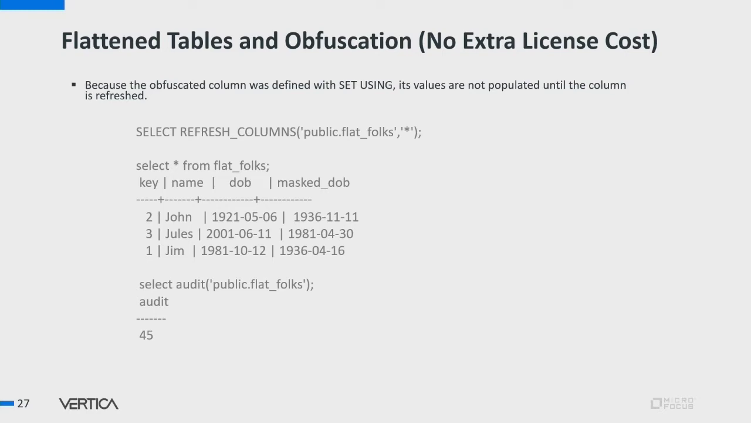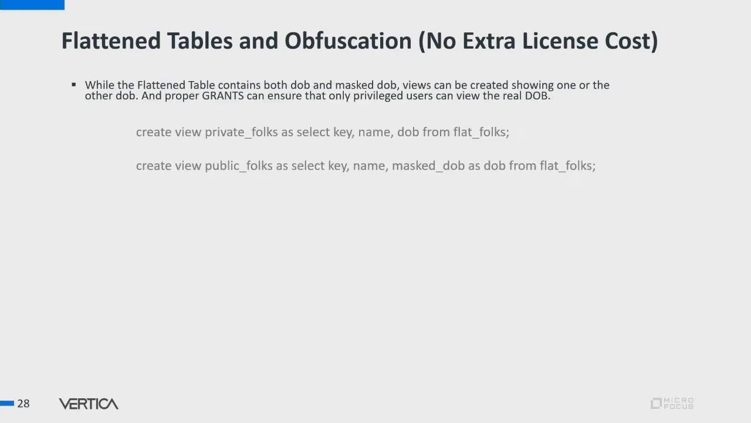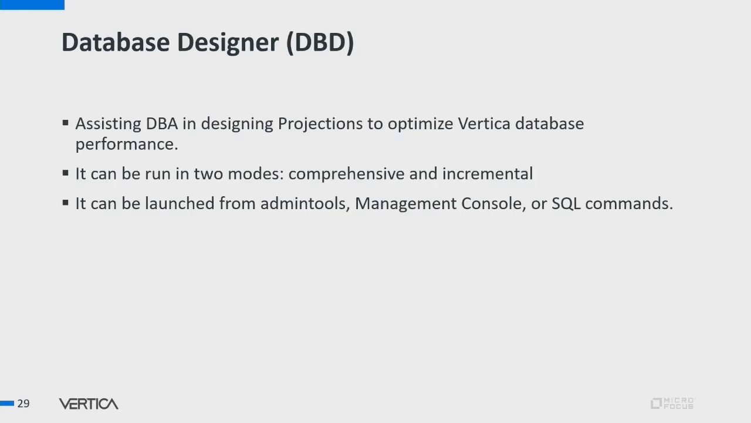And this is really a feature of Vertica that not everybody is aware of, where when you do flattened tables using SET USING, the assumption is that the value you're copying exists somewhere else in Vertica. So it's really to recognize the fact that we don't want to double count a piece of information even when you replicate it this way. With the flattened table, I now have both the date of birth and the masked date of birth. So you can create some views to show one or the other date of birth. And then you can set up proper grants to ensure that only privileged users can view the real date of birth. And now we're going to move on to Han for the next high impact feature.